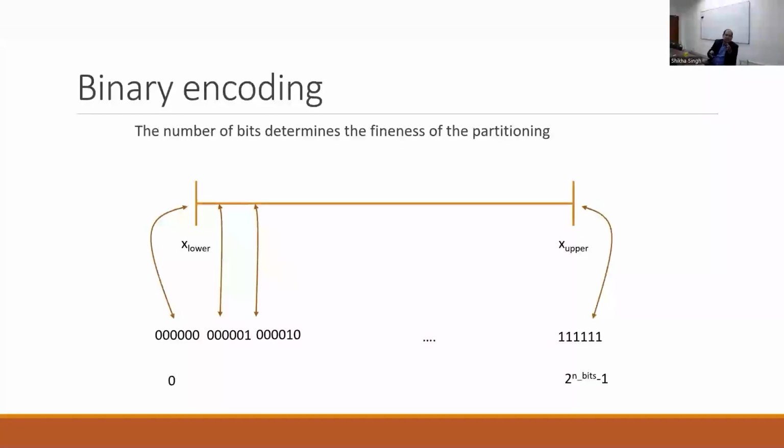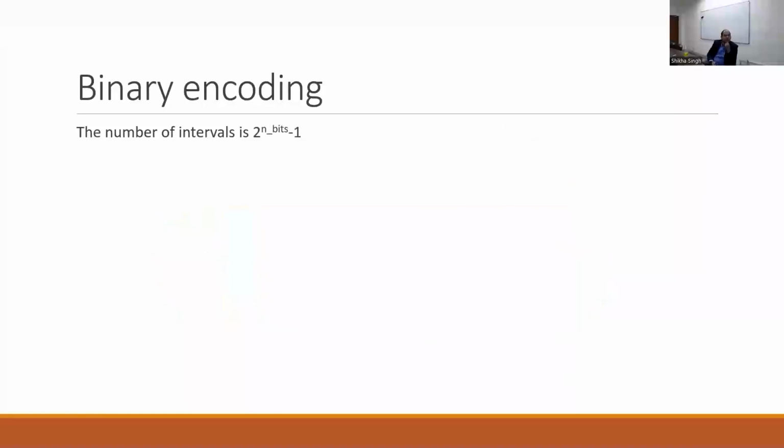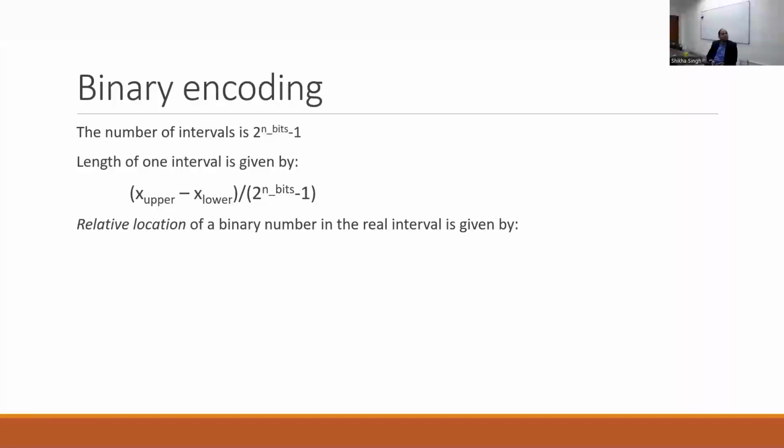Because the x lower and x upper remain the same, you're basically partitioning this into much finer intervals. And so the number of those will be 2 to the n bits minus 1. Okay, number of those intervals. So the length of one interval is given by this. That's how we know the length of one interval. So as you go from one binary representation within that space to the next one, this is how far you will move in decimal.